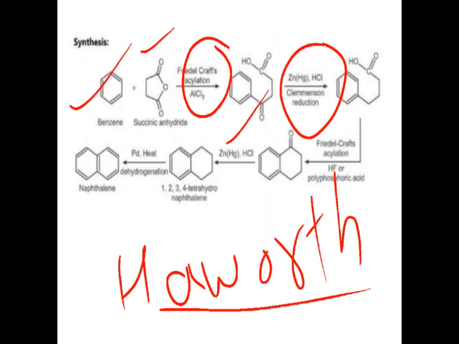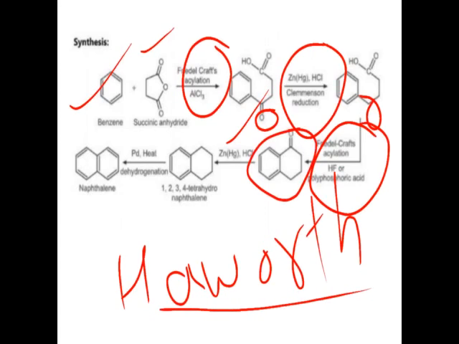In the Clemmensen reduction, it means removal of oxygen or addition of hydrogen. Here there is a removal of oxygen that takes place. There is no oxygen, so it is the removal of oxygen. So this is the Clemmensen reduction reaction. Then again Friedel-Crafts acylation takes place in presence of HF or polyphosphoric acid. Cyclization takes place and we are getting this compound.